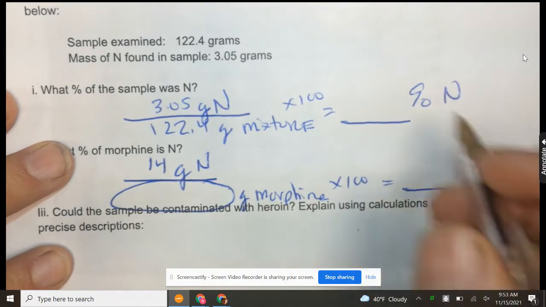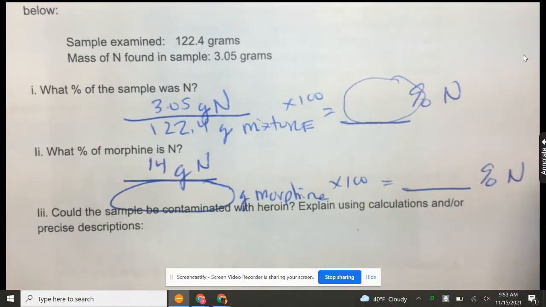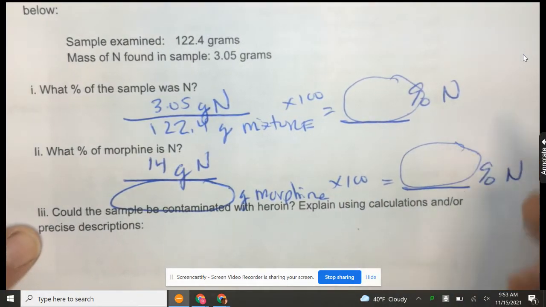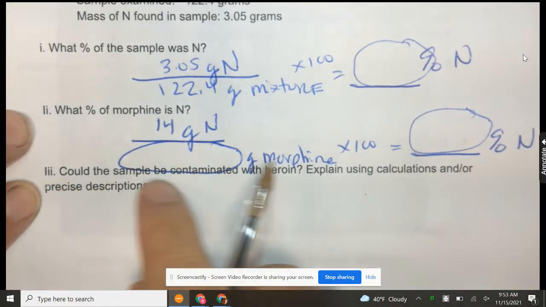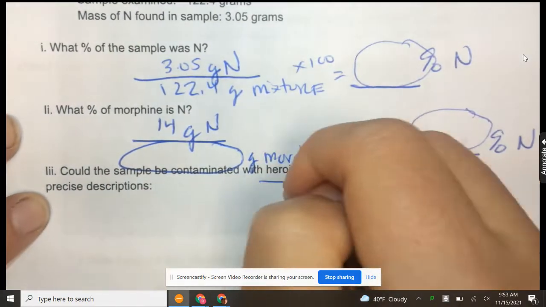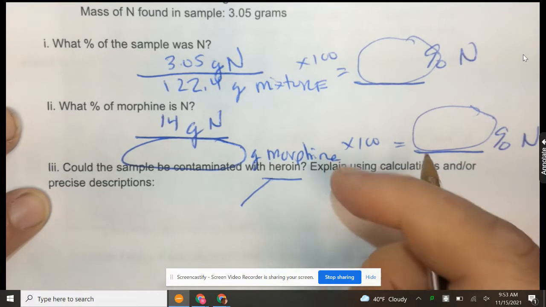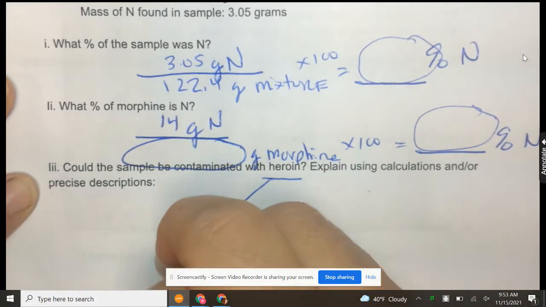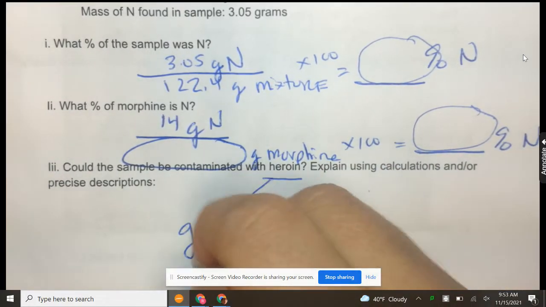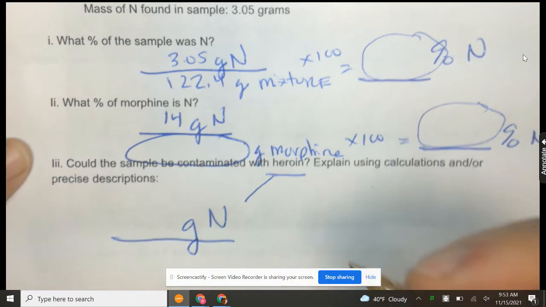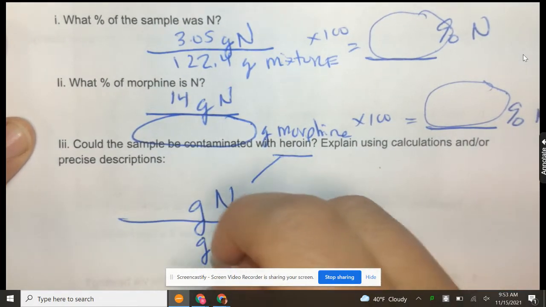All right. Now, this number right here was smaller than this number. So could this sample be contaminated with heroin? To know that, I would need to have seen that you had done the legwork to determine what would be the percentage of nitrogen in heroin.